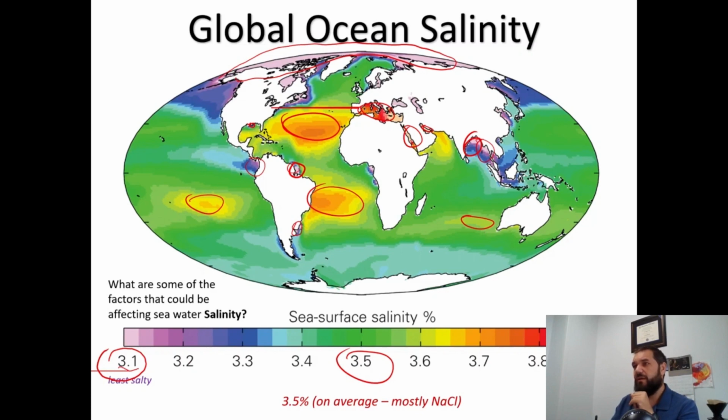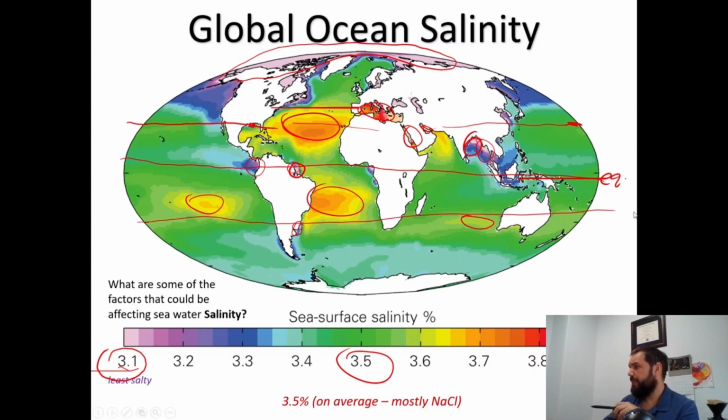And notice that here's the equator right here, right? You'll notice along the equator it's relatively fresh. It's fresher water, lower salinity. And then in the tropics, I'm going to draw the tropic lines right here. See these little notches right here? Those are the tropic lines. You can see around the tropics, it actually has higher salinity. So we'll explain why that is in just a bit.